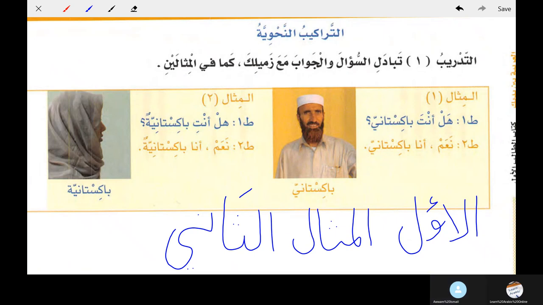Okay. Talib al-awwal. What does it mean? الطالب الأول, first male, but here we have female, so I will say الطالبة الأولى, first female student. الطالبة الأولى, correct.